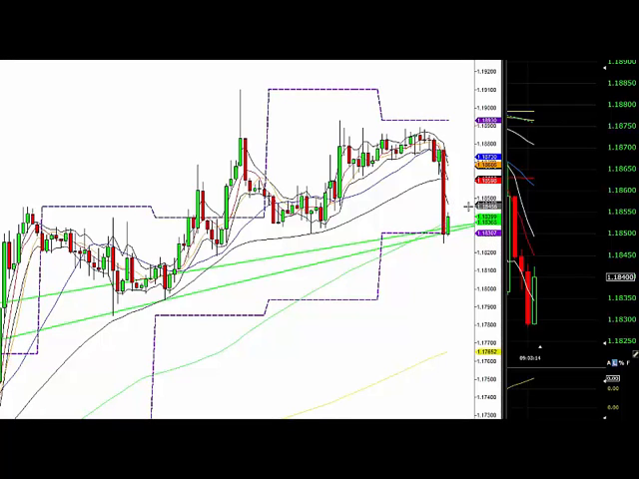But what I'll be looking for going into next week is for the euro, after any bounces, to go lower, and for the dollar yen to go higher.